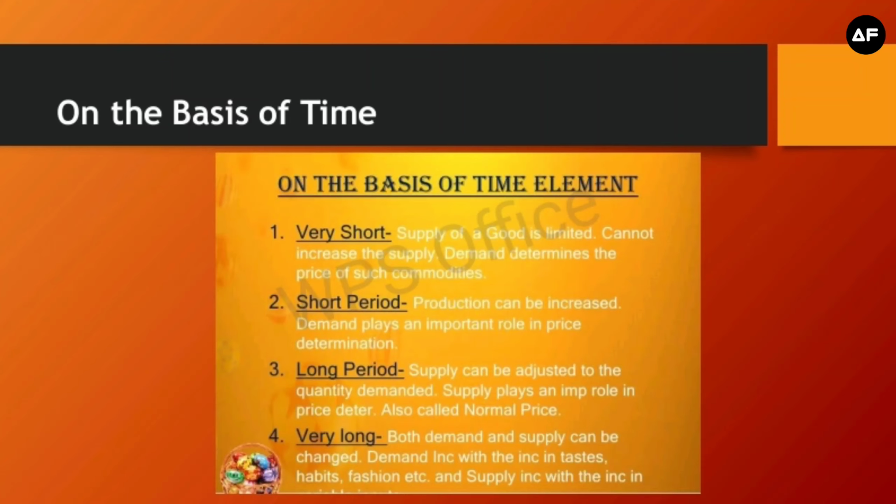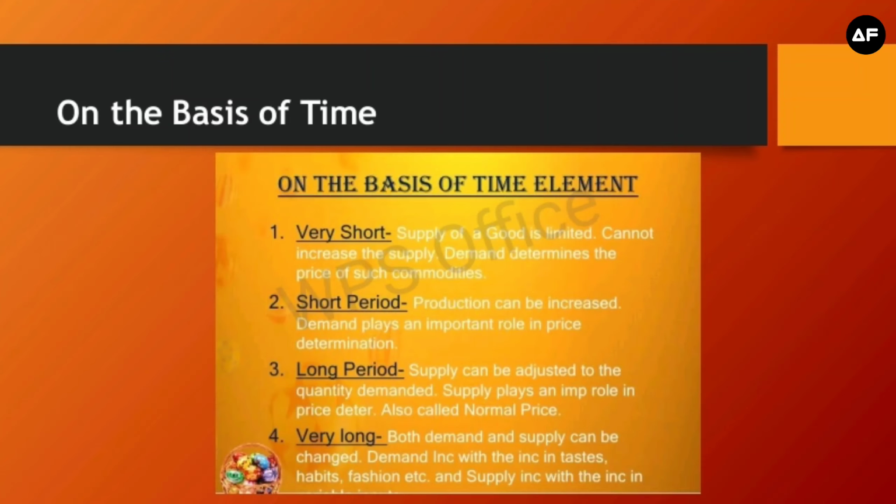Next is on the basis of importance. On the basis of importance, it is divided into three types of market: primary, secondary and terminal market. A primary market is where farm products are sold to the wholesalers and retailers, or the wholesalers or the consumers. Such markets are found in villages, and mostly the products arrive from the villages.